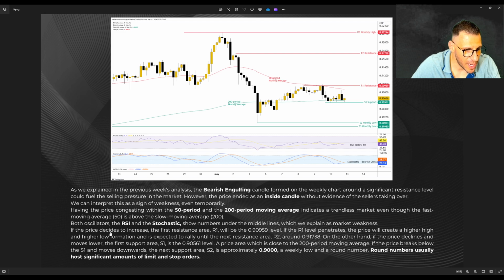Now, if the price decides to increase, we have to give the two scenarios. So if the price increases, the first resistance is going to be this resistance here. And usually, because we do the analysis on the 4-hour time frame, the first resistance is going to be the previous week's high. Now, many people think, why use the previous week's high and the previous week's low all the time?